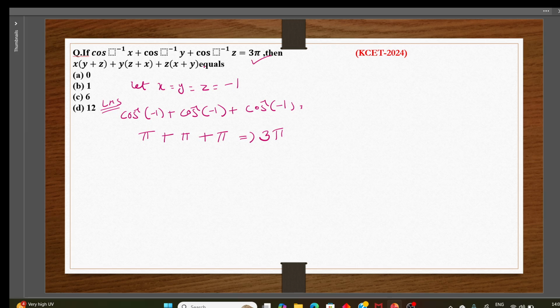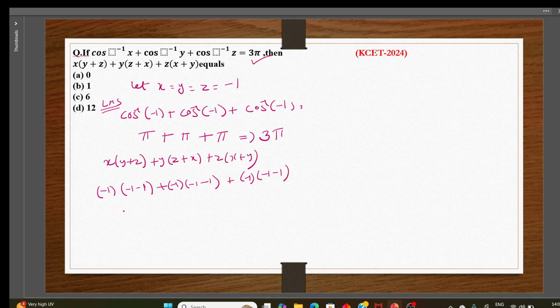Now substitute the same x, y, z values in this expression. x into y plus z plus y into z plus x plus z into x plus y means minus 1 into minus 1 minus 1, plus minus 1 into minus 1 minus 1, plus minus 1 into minus 1 minus 1. So we get minus 1 times minus 2, three times. Finally we get 2 plus 2 plus 2 equals 6. What is the answer here? 6 is the answer. This question is from KCET 2024.